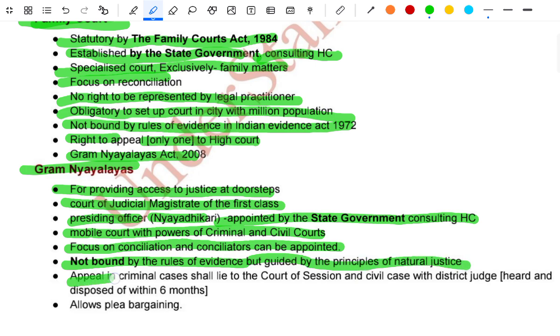An appeal in criminal cases lies to the Court of Session, and in civil cases to the district judge, to be heard and disposed of within 6 months.